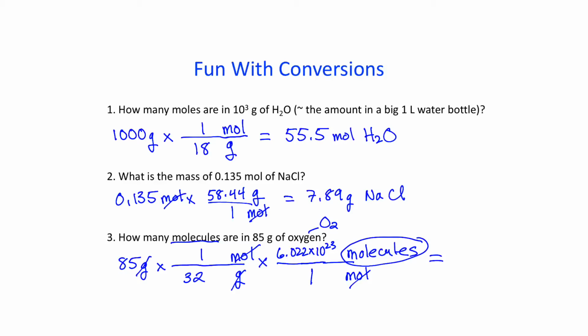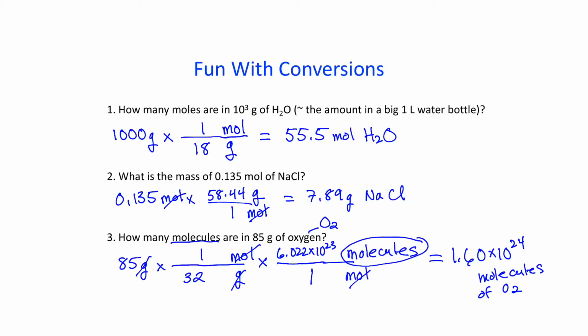Okay, so take a second and punch that into your calculator. And once you do that, hopefully you end up with a number that looks like this, 1.60 times 10 to the 24, or something very close to that. Remember to put your units on there. We ended up with molecules, so that tells us that we have 1.6 times 10 to the 24 molecules of oxygen in 85 grams of oxygen.